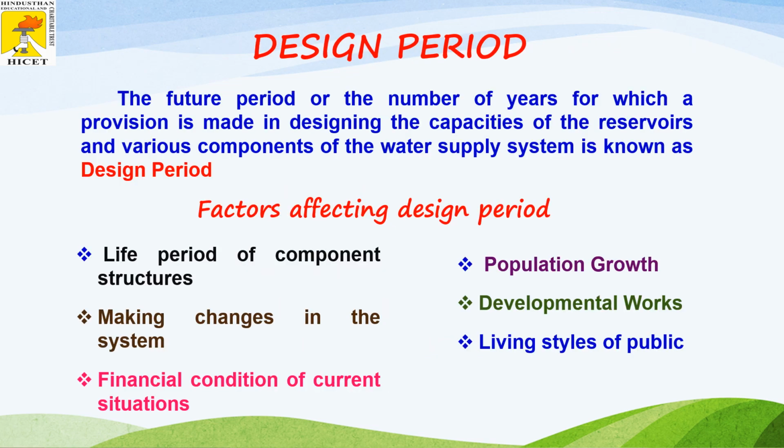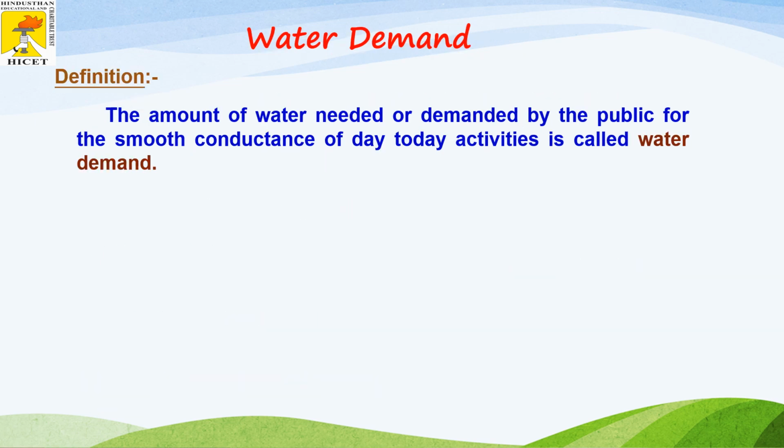Then design period. The future period, or the number of years for which a provision is made in designing the capacities of the reservoirs and various components of the water supply system, is known as design period. The factors affecting design period are life period of component structures, making changes in the system, financial condition of the current situation, and population growth, development works, living style of the public. These are all the factors affecting design period.